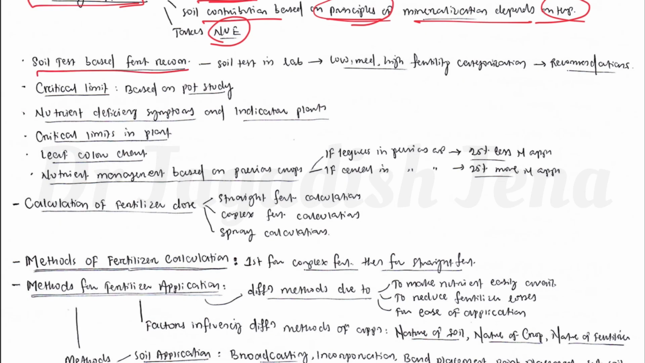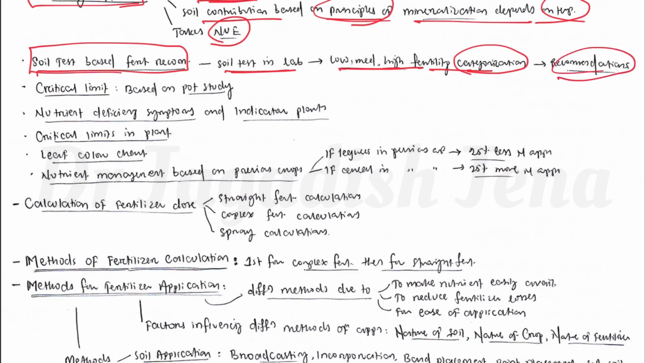Now soil test based crop response recommendation approach we have already discussed. So basically here we have to test the soil in the laboratory, and we have to categorize the soil into low, medium, high fertility categories, and based on the category we have to recommend the fertilizer dose. Then critical limit approach, based on pot study we can do that. Then nutrient deficiency symptom approach or indicator plant approach.